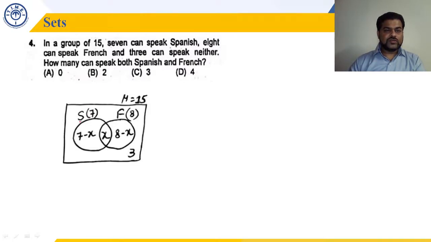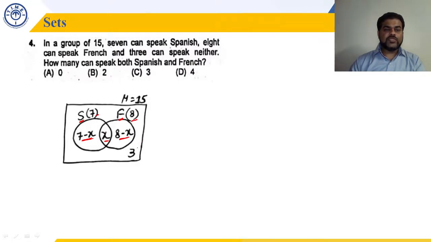So this circle represents people speaking Spanish, and this represents people speaking French. Okay, so let us say X people speak both, so it will come in the middle, and this entire circle, the left circle, represents people who speak Spanish, which is 7. So I have written 7 here. So this portion will be 7 minus X. Similarly, this portion will be 8 minus X, because this entire circle is 8.